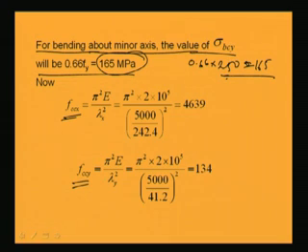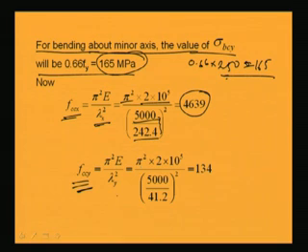FCCX is pi square E by lambda x square. So pi square into E, which is 2 into 10 to the 5, and lambda is L by R. L is 5000 and R is 242.5, Rx, which is given. So we are going to get 4639. Similarly, FCCY will be pi square E by lambda y square, equal to pi square into 2 into 10 to the 5 by (5000 by 41.2) whole square, which is equal to 134. So we are getting FCCX and FCCY as these two.